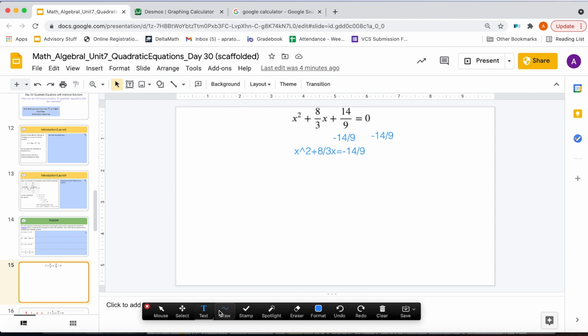Now, in order to complete the square, I'm going to take 8/3 and divide it by 2. That's the first step. Except dividing by 2 with fractions or with any number is really the same as just multiplying by 1/2. So I'm going to just multiply this by 1/2 instead. It saves me a step. And that's going to give me 8/6. And then I'm going to simplify 8/6, divide the top and the bottom by 2, and that is going to give me 4/3.